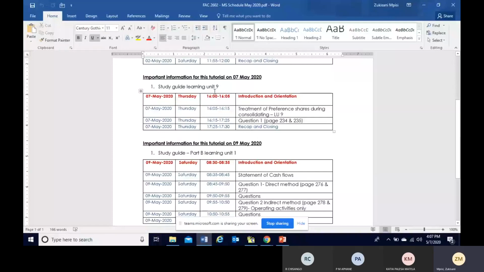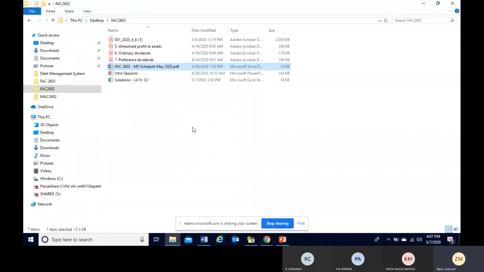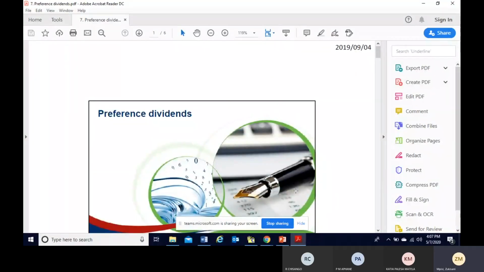Today we are covering Learning Unit 9, mainly the treatment of preference shares during consolidation. We will be doing question 1, which is on page 234 and 235, but we'll come to that part just now. We'll just share a presentation in a few minutes, and then we will be doing cash flow the next time that we meet. But in the last 5 minutes, we'll recap on this again. So let us quickly look at the presentation.